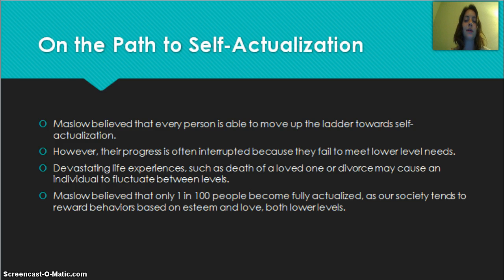However, Maslow believed that while every person is able to move towards this level of self-actualization, very few people are able to do so. Their progress towards this level is often interrupted because they fail to meet lower level needs. Devastating life experiences, such as the death of a loved one, losing a job, or divorce, can cause an individual to fluctuate between levels and not reach the highest level. In fact, Maslow believed that only 1 in 100 people become fully actualized, as our society tends to reward behaviors based on lower levels, specifically esteem and social levels, instead of pushing people to fully actualize themselves.